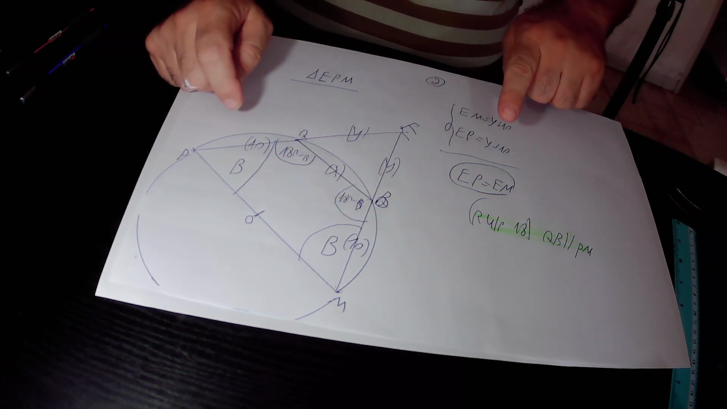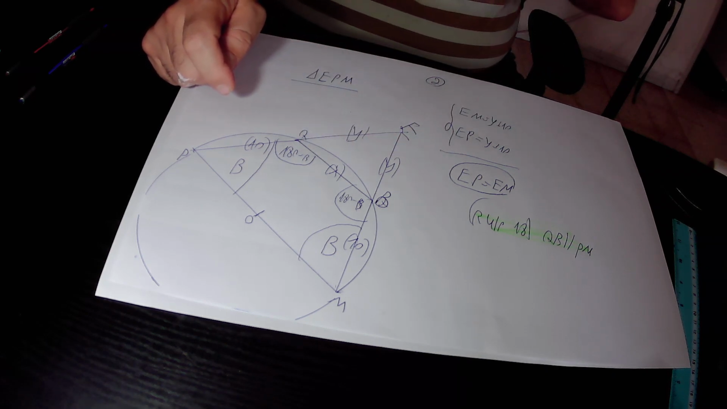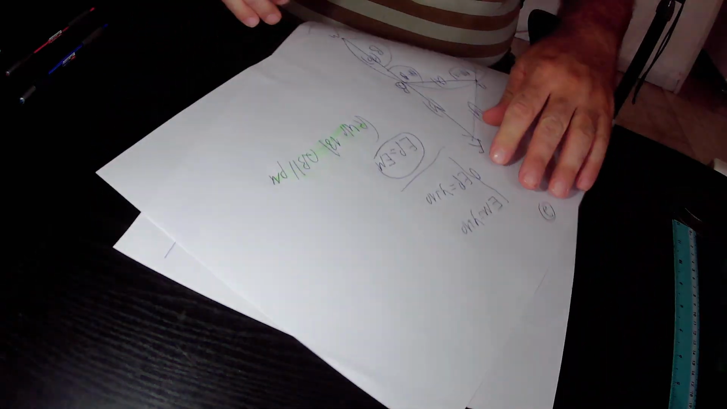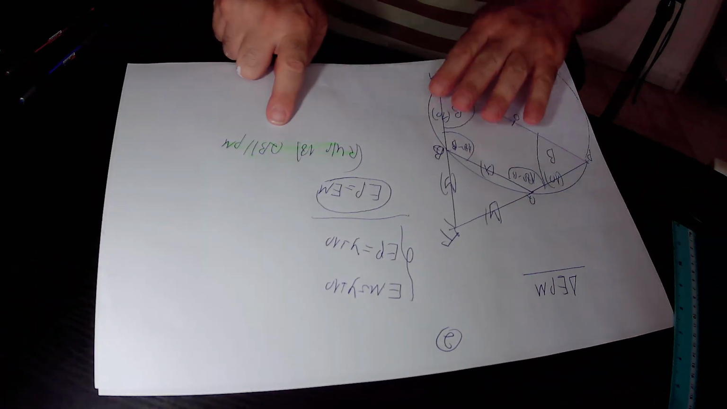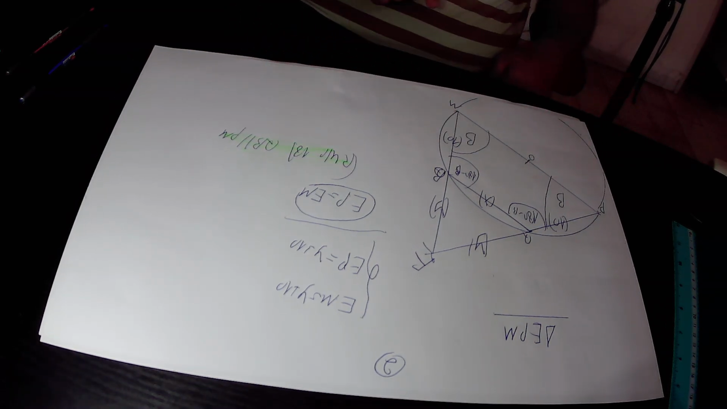Again, QB must be parallel to PM according to rule 18.